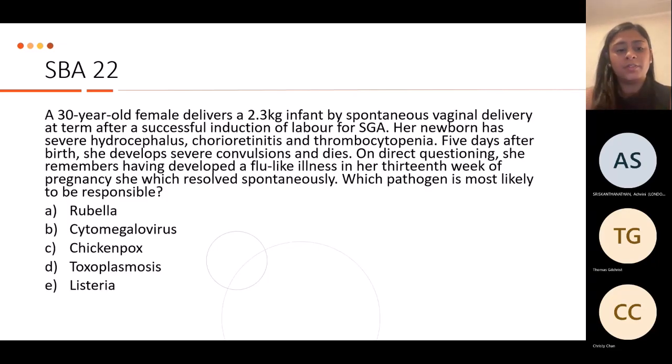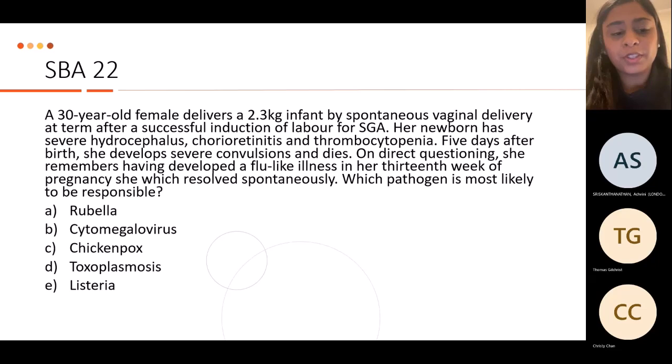Right, two more. So this is the first of two left. We've got a 30-year-old female. She's delivered a 2.3 kilogram infant, after a successful induction of labor for a small for gestational age baby. Her newborn has severe hydrocephalus, chorioretinitis, and thrombocytopenia, and 5 days after birth, she develops severe convulsions and unfortunately passes away. On direct questioning, she remembers having developed a flu-like illness in pregnancy, which resolved spontaneously. Which pathogen is most likely to be responsible?